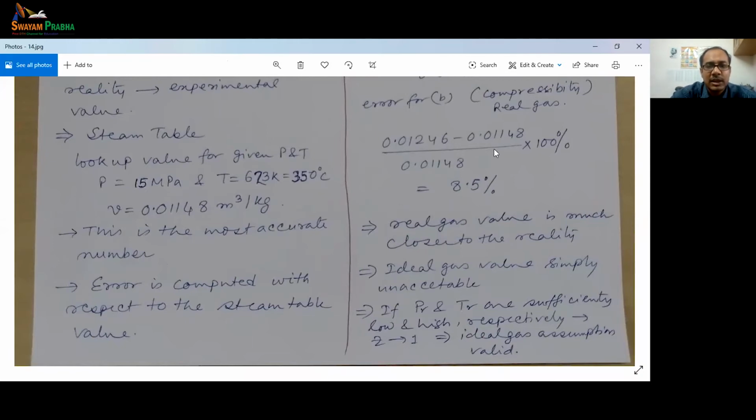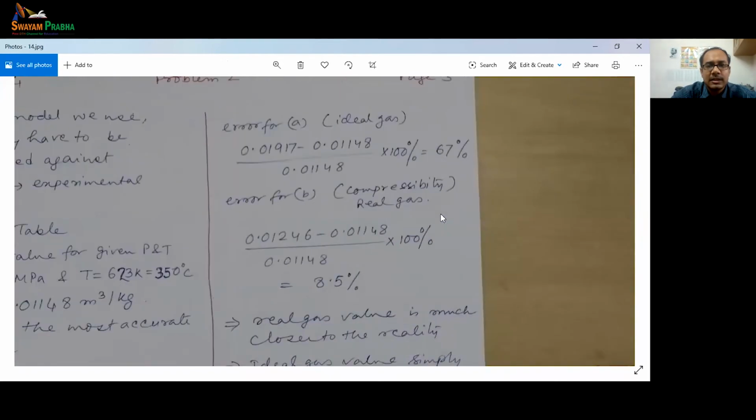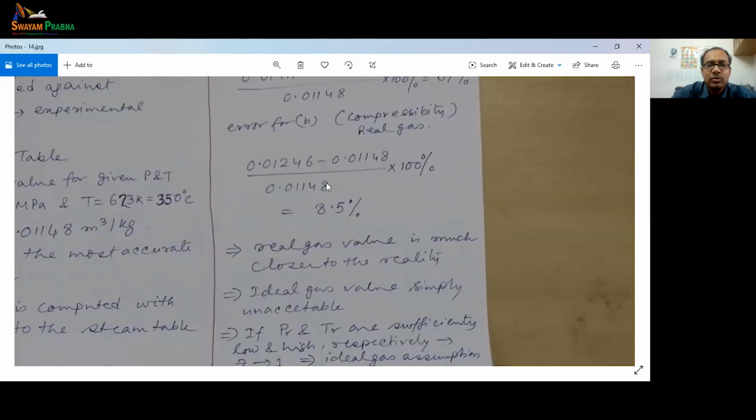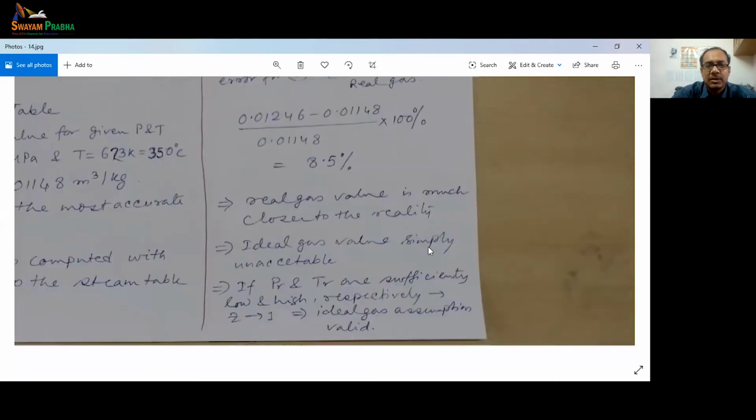Let's see how much error we accumulate for the ideal gas assumption or the real gas assumption. So the ideal gas value is 0.01917. Now we subtract the steam table value and benchmark with the steam table value, we get a 67% error. So that's a huge, unacceptable error, right? Now if we use the second option, the real gas assumption or the compressibility factor, the error comes down to 8.5%. So that's reasonable. That's within 10% of the reality.